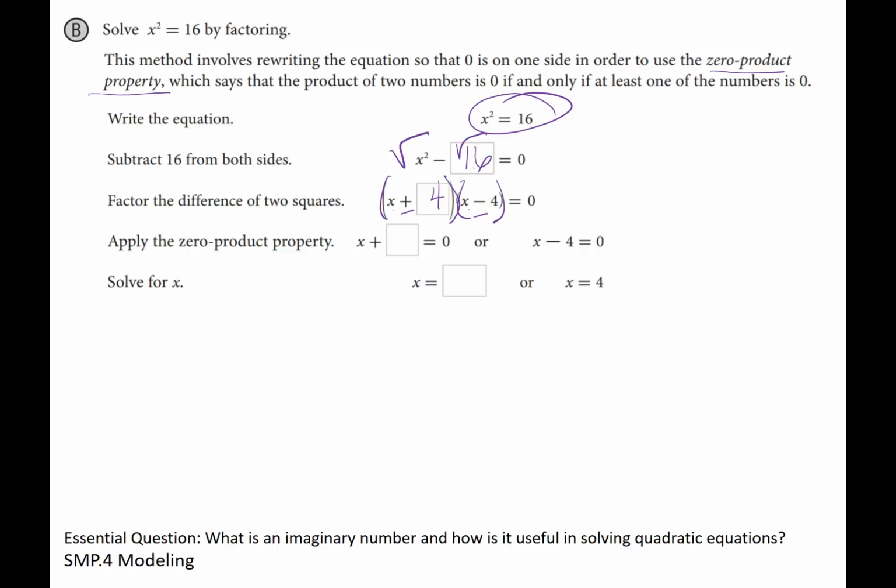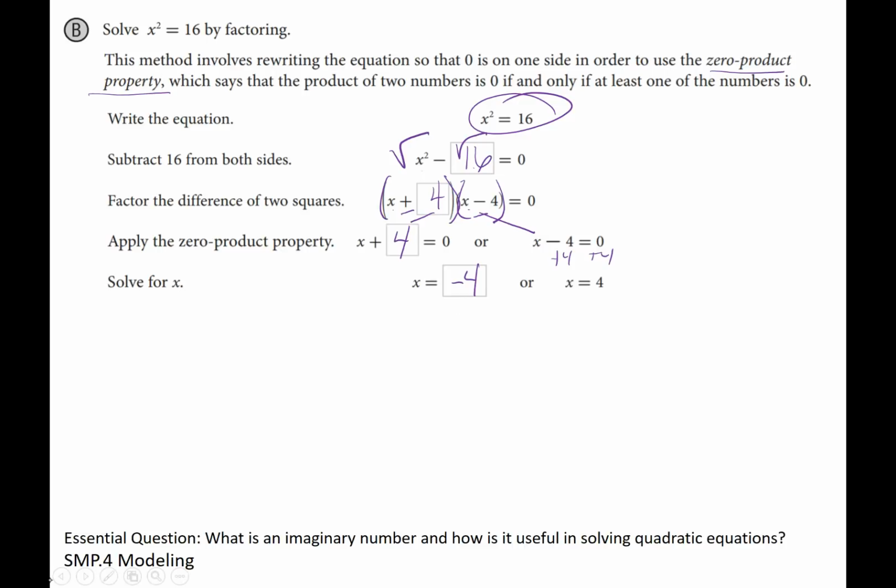So then to apply the zero product property, what that basically says, or what the process is, you take these 2 factors and you set them both equal to 0. And that process of doing that is called the zero product property. Then we're going to subtract the 4 and add the 4, and we get x equals -4 and 4, which is the same thing we got when we graphed it.